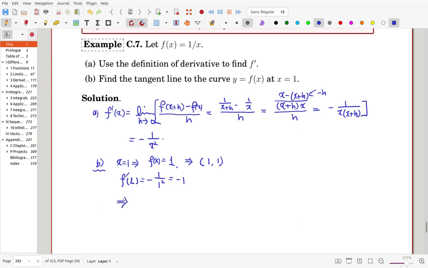So from this information, we can get the point slope formula for the tangent line. That is y minus 1 equals minus 1, that's the slope, times x minus 1. So we can get this equation. You can simplify if you want, but you can leave it in this way.